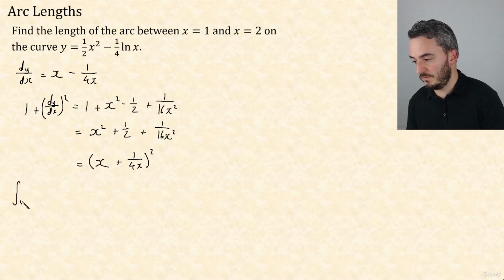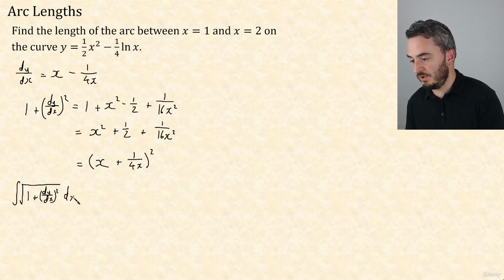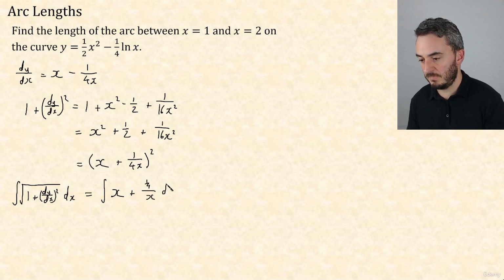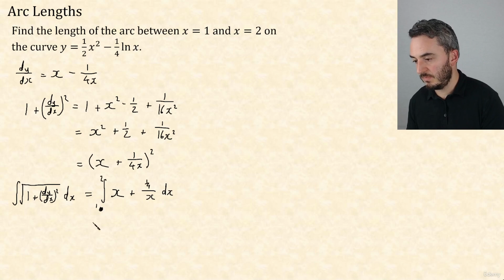So the integral of the square root of 1 plus (dy/dx) squared is just the integral of the square root of this, which is just the integral of x plus 1 over 4x, which I'm going to write as a quarter over x. It's just easier to integrate between 1 and 2. So we can integrate this. That's half x squared plus a quarter ln x.